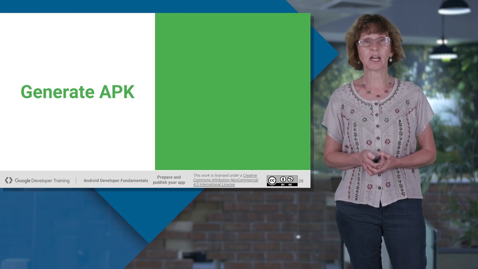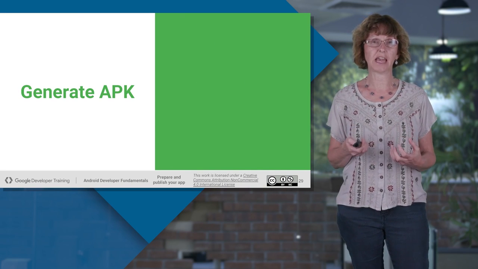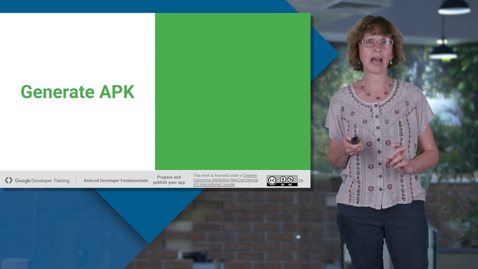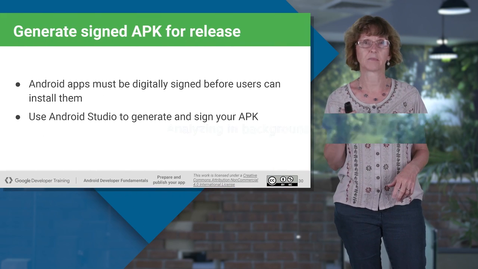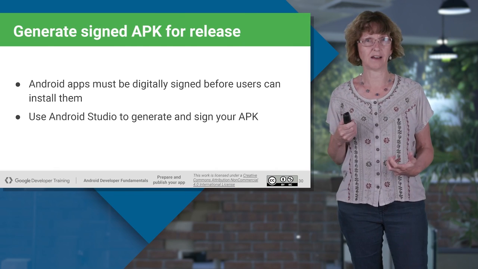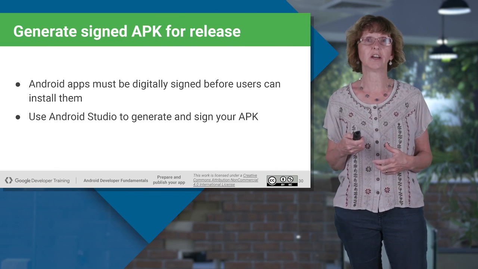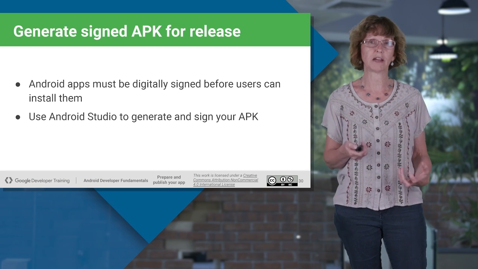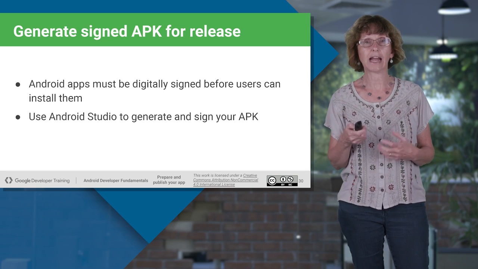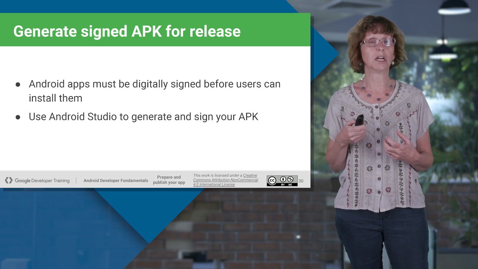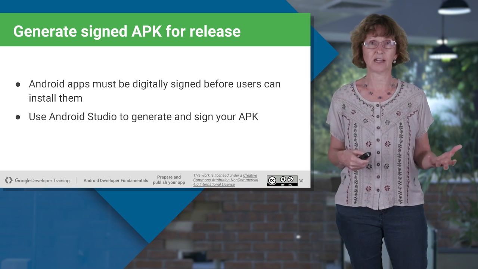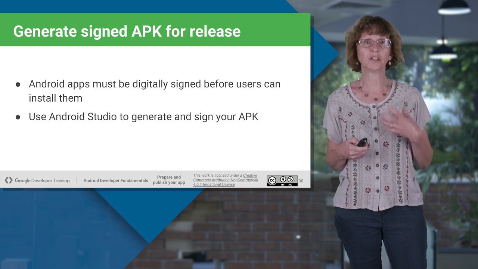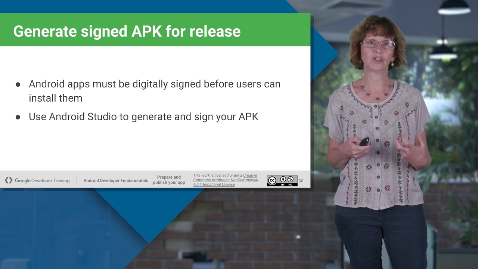Okay, now it's time to talk about actually generating the APK, generating this file that will represent your app and that you can put up on Google Play. So apps must be signed. They actually have to have a signature that shows that this app belongs to you, this app was created by you. And Android Studio has the tools for generating the APK and signing the APK. So you don't need to worry too much about this. You just need to know that you do need to digitally sign it, and you can do it in Android Studio.